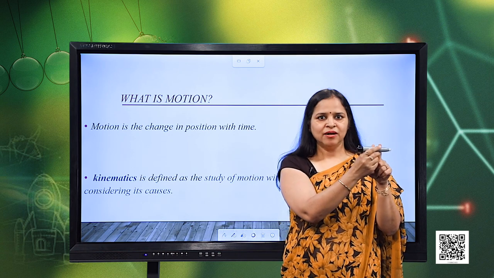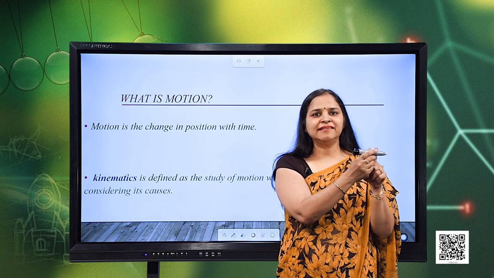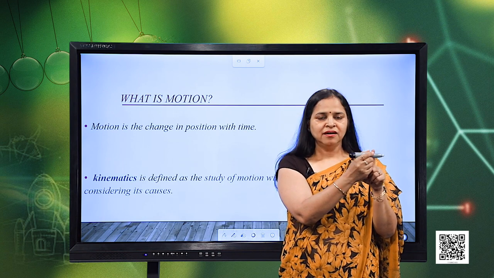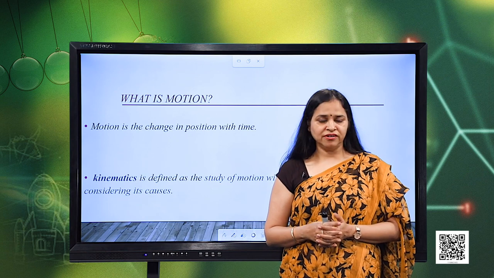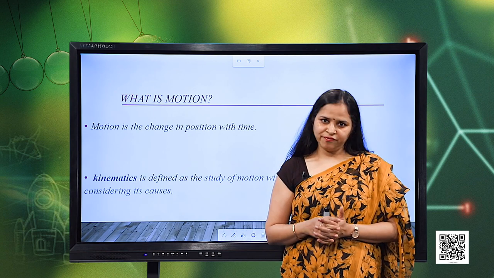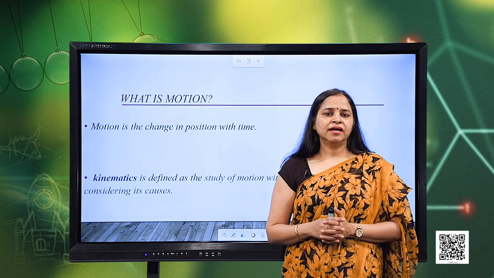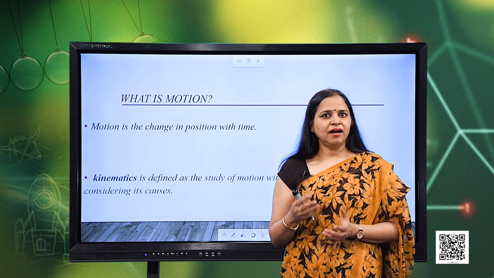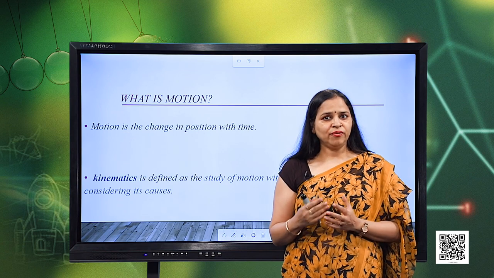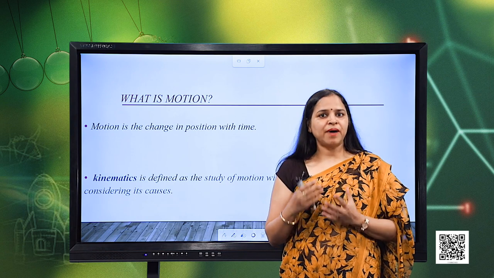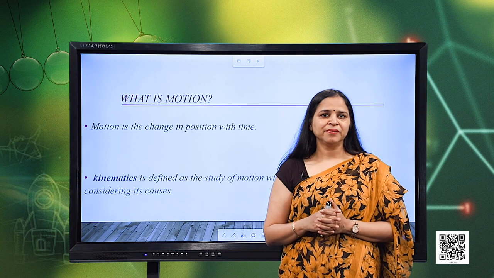So we can say that when the body moves with the passage of time, the body is said to be in motion. There are various examples around us where we can observe motion. For example, when we are walking, when we are moving in some vehicle, even when we are sleeping, the air goes in and out through our lungs. Even our heart pumps the blood through our veins and arteries. So this is also motion.